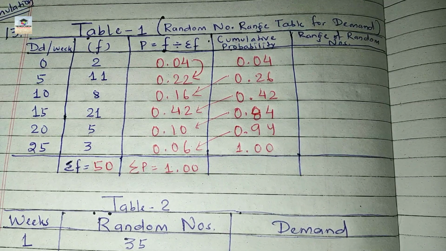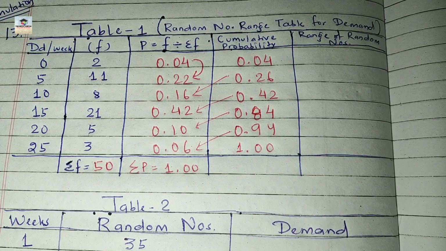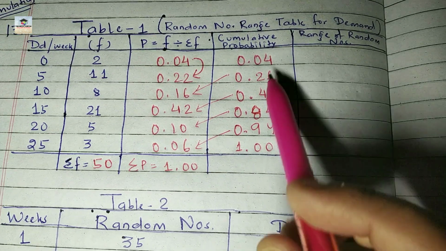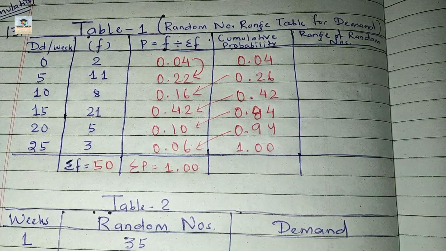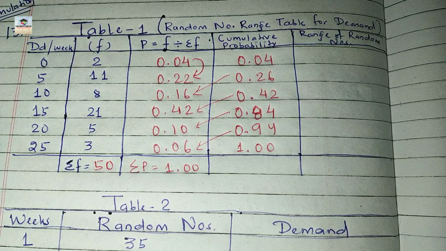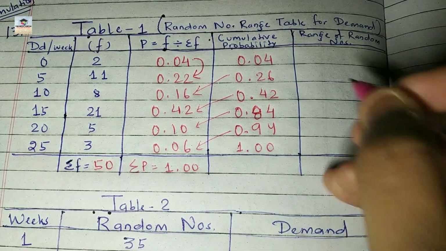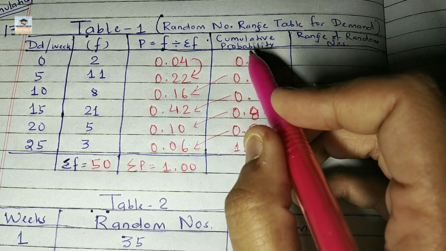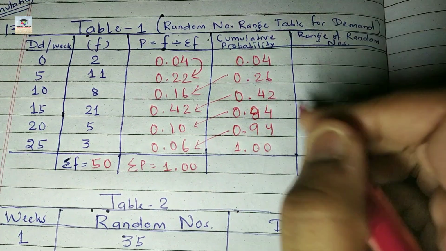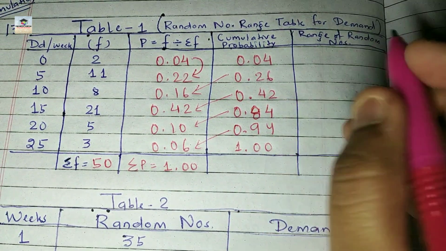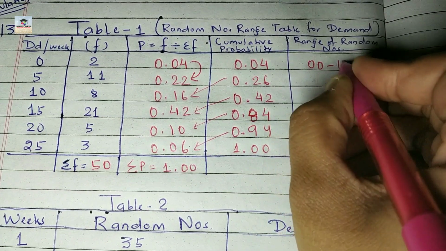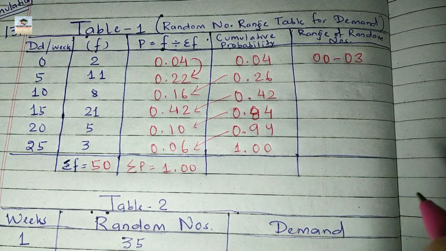So random numbers आपको किस में दिया है? डबल डिजिट में दिया है. So आपको probability को देख के यहाँ पर ranges निकालने पड़ते हैं, right? How will you calculate those ranges? So we can see the cumulative probability is 0.04. So here your range will be from 0 to 03, right?